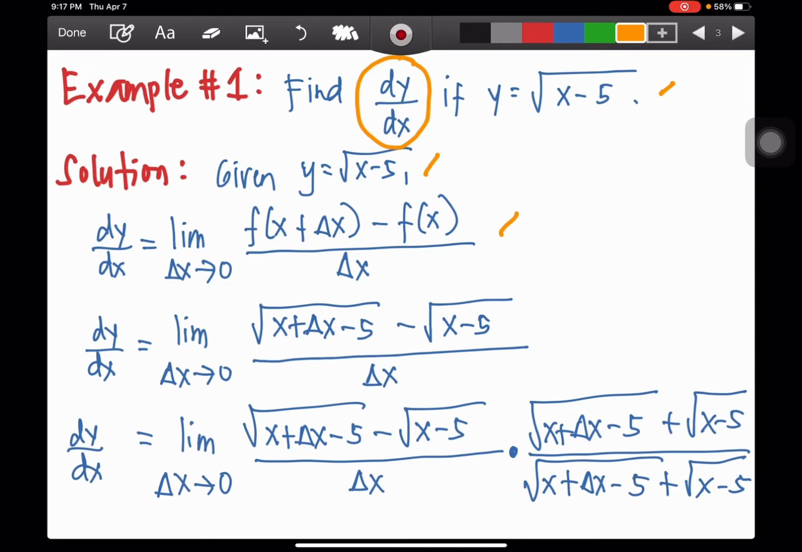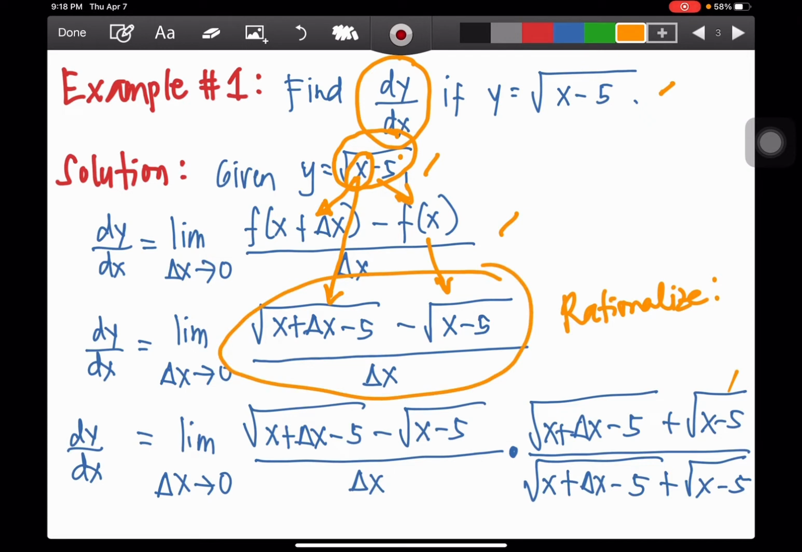So by substitution, this is the function, square root of x minus 5. We replace x by x plus delta x. So you have the square root of x plus delta x minus 5 minus your function, which is the square root of x minus 5, all over delta x as delta x approaches 0. Now, in order to evaluate this limit, we shall rationalize. So how do we rationalize? We are going to multiply this fraction by the conjugate of the numerator.